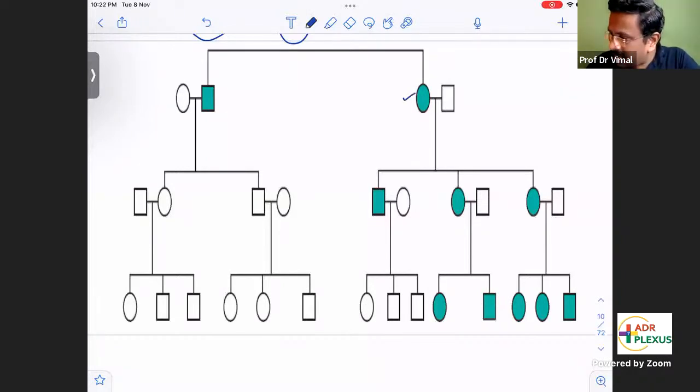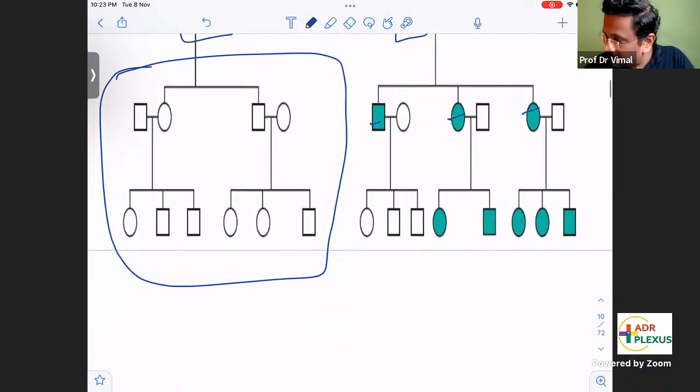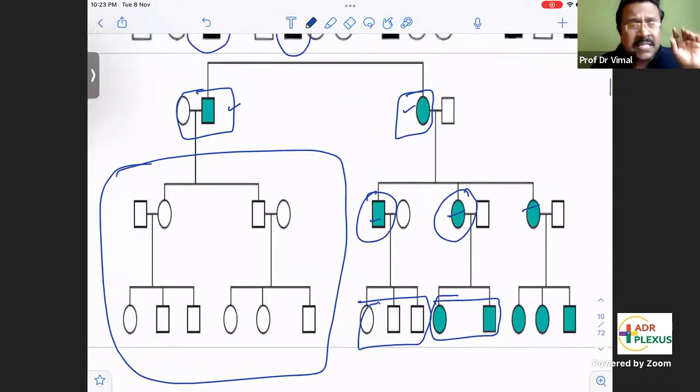See here, both males and females are getting affected, but an affected male is not transmitting the disease to any of the offspring, whereas the affected female is transmitting the disease to all her children. See, the same pattern here also. Affected male, all the children are normal, but affected female, all the offspring are affected. So this is called the mitochondrial pattern of inheritance.